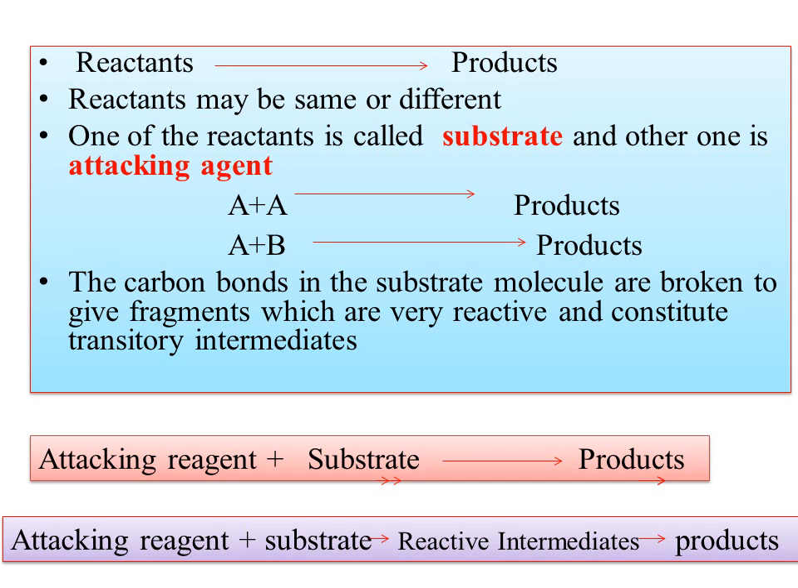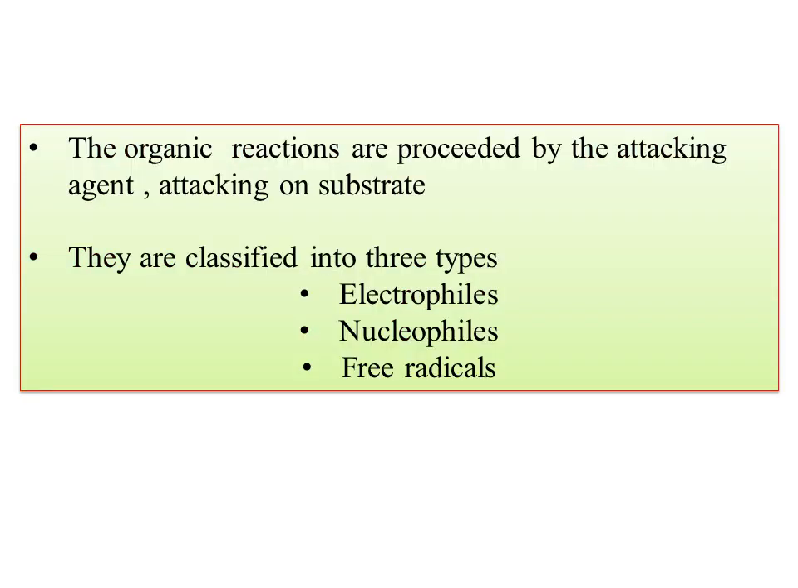If the reactants are the same and neutral, then the reaction doesn't take place. In order for the reaction to take place, one has to initiate the reaction, one has to attack the other reagent. The reagent which attacks first, we are going to call an attacking species. The one which gets attacked, we are going to call a substrate. So the attacking reagent will attack the substrate, which in turn gives the intermediate, which in turn gives the products.